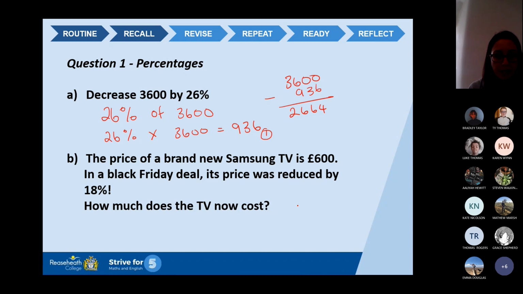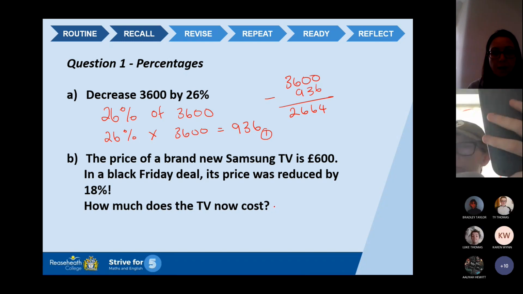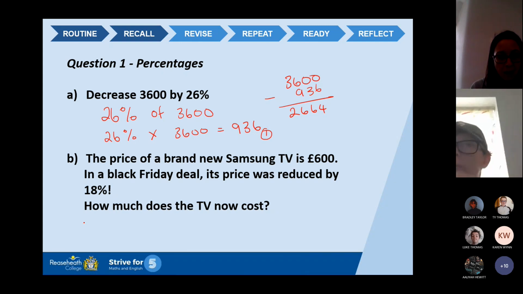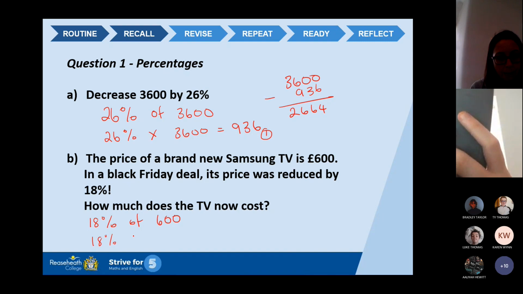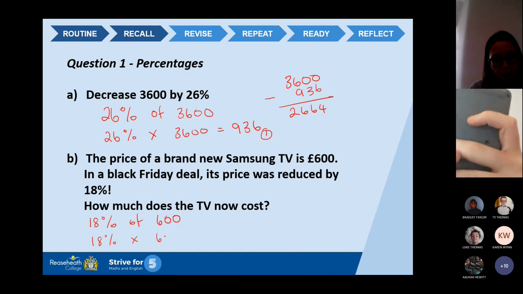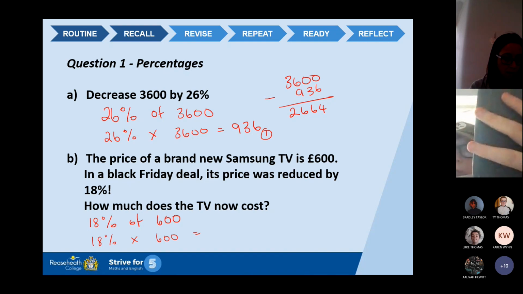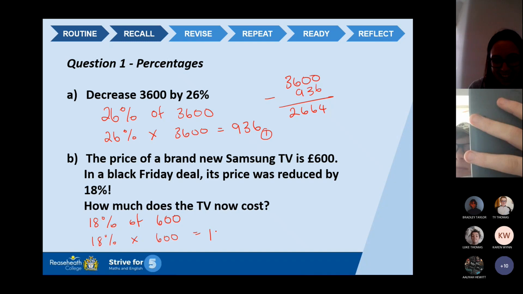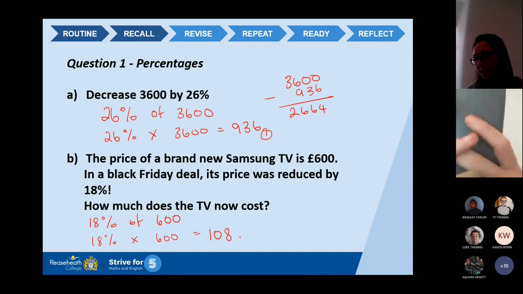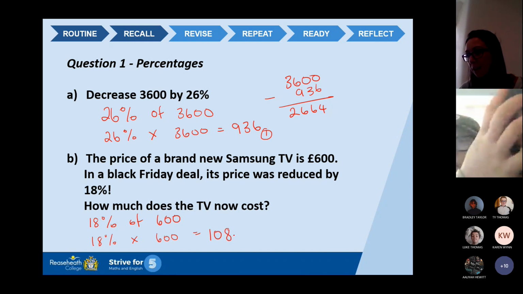So this one is also a decrease. It's a little bit worded. You've got a £600 telly and it's being reduced by 18%. So again, we want 18% of 600. Of means times, so you're going to put 18% of 600, which I don't know what that was. 108. Thank you. 108.